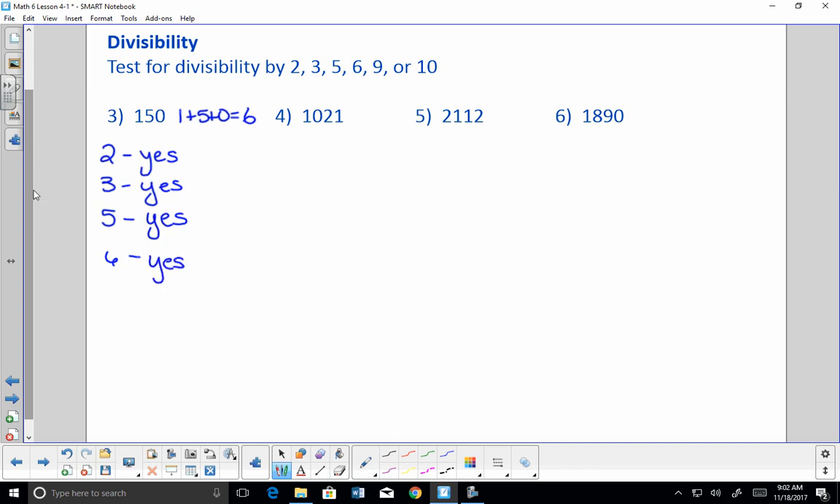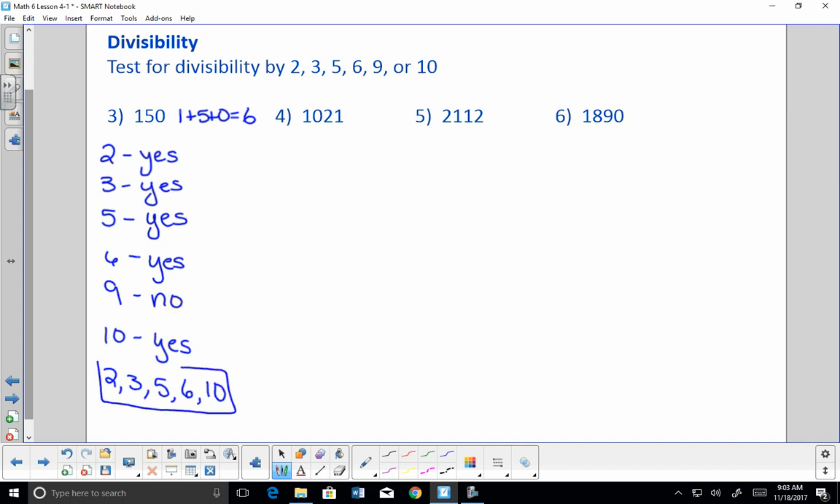Is my number divisible by 9? Well, 1 plus 5 plus 0 is 6. 6 is not a multiple of 9, or is not divisible by 9, so no, this is not divisible by 9. And last but not least, is it divisible by 10? Yes, because it ends in a 0, it is divisible by 10. So, 150 is divisible by 2, 3, 5, 6, and 10. If you wanted to list those out, you could do that: 2, 3, 5, 6, and 10.